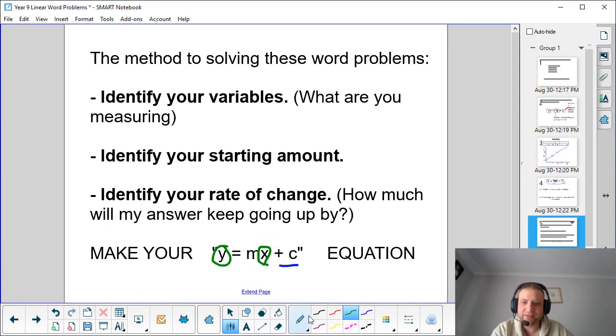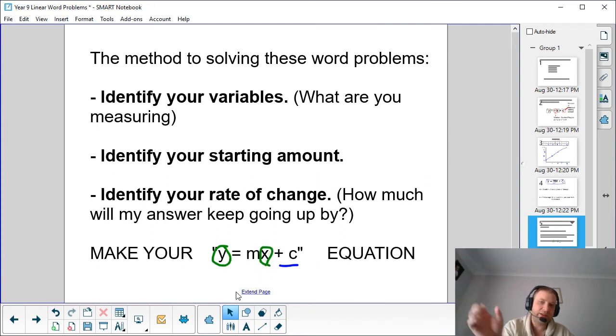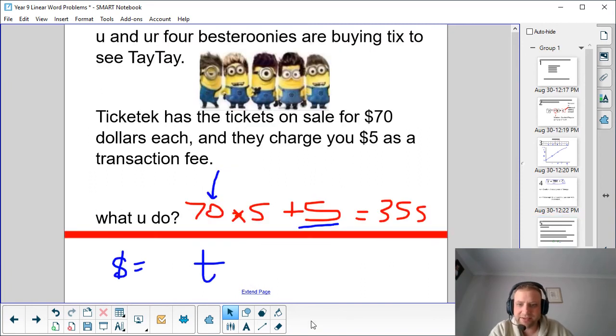But that's our tickets, right? So we'd like you to try and not use Y and X, but to use the real life things. But if you do get stuck, you can use Y there and X there. And then whatever number goes here is your rate of change, how much it goes up by. And this goes up by 70 at a time, right? $70 per ticket, right? Pretty straightforward.